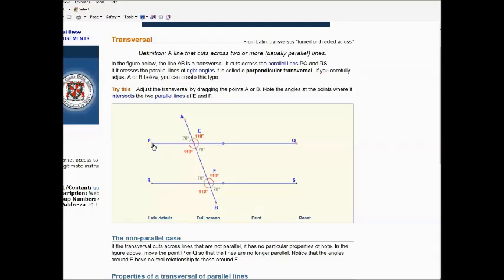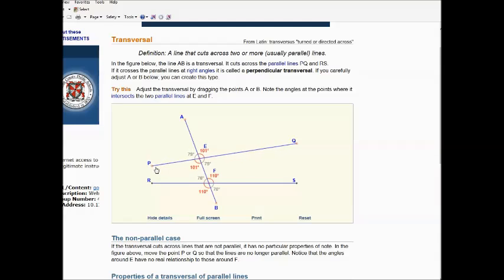Look what happens if I make these lines no longer parallel. So now I'm going to move point P. Did you notice when I did that? That arrow right there disappeared. Keep your eye on that arrow. I'm going to move point P and the arrow disappears because I'm making these lines not parallel anymore.